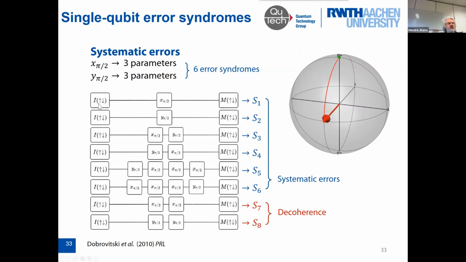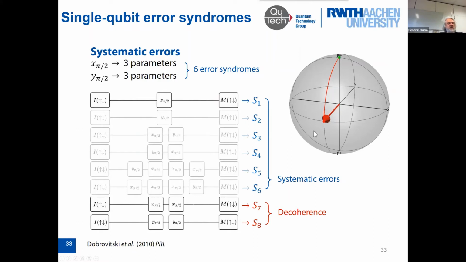So for example, if one initializes in the 0 state here, then applies a pi/2 pulse, then the amount of over-rotation, so the average state after that, will reflect the over-rotation of this pulse. So by measuring the qubit population after this pi/2 pulse, one gets a measure that is to lowest order linear in the over-rotation of this pulse.